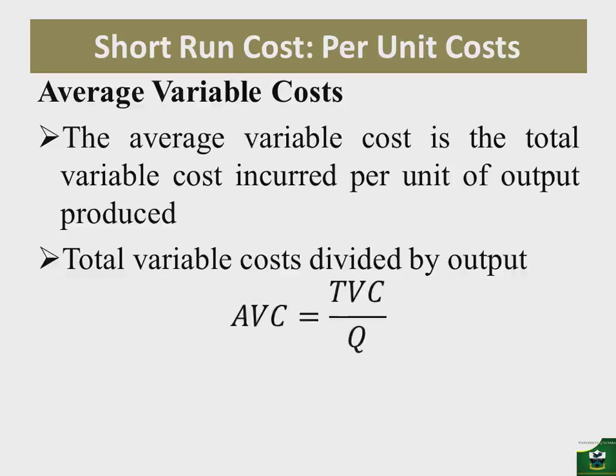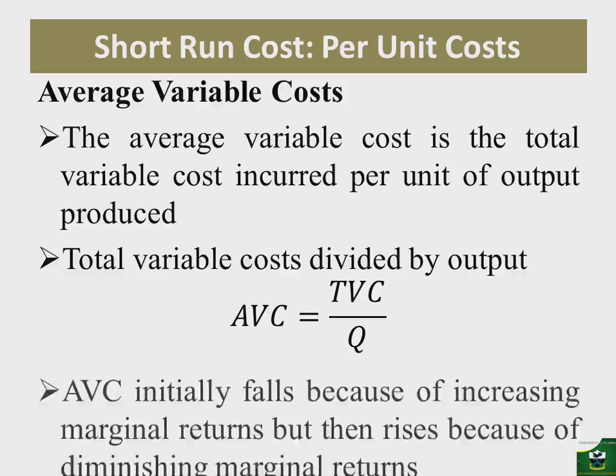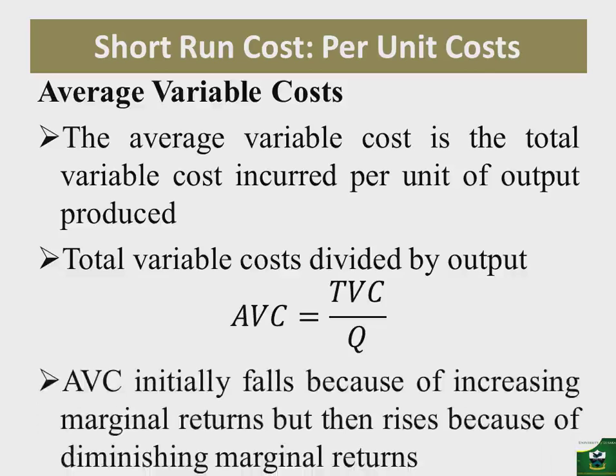In an equation, the average variable cost is equal to total variable cost divided by Q. Now, it should be noted that the average variable cost initially falls because of increasing marginal returns, but then later on it starts to rise because of the diminishing marginal returns. Now, when the firm is experiencing increasing marginal returns, it means the total product is rising at an increasing rate.